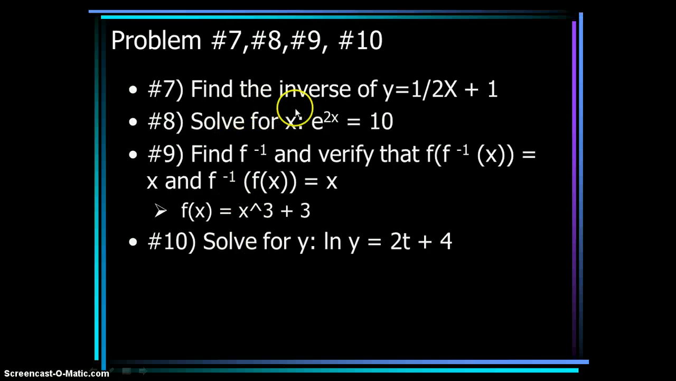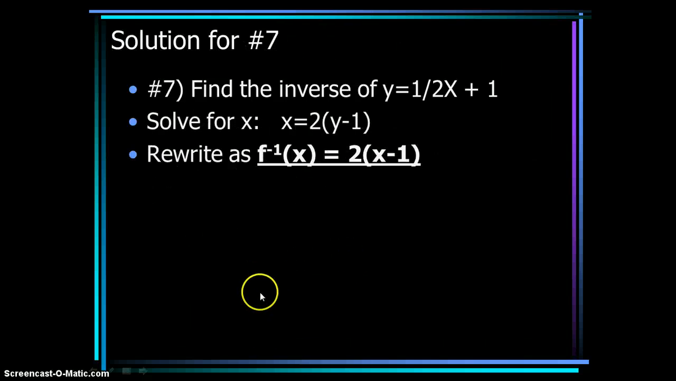7, 8, 9, and 10, rather. Here are the four problems. Let's take the solutions one by one. 7, find the inverse. When you want to find the inverse, we're going to solve for x. Doing that, I get x equals 2y minus 1. Rewrite as f inverse of x equals 2x minus 1. Most of you got that right.